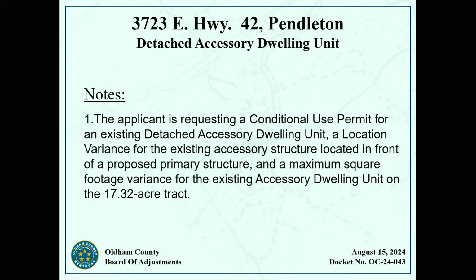So the applicant's requesting a conditional use permit to allow that existing horse barn to be considered the accessory dwelling unit as they plan to build a primary home on the property. And so that existing structure would then be located in front, so they're asking for a location variance for that, and then it will also be over that size requirement of the 25%, so they're asking for a maximum square footage variance as well. And we'll get into all of these a little bit more in depth as we go.